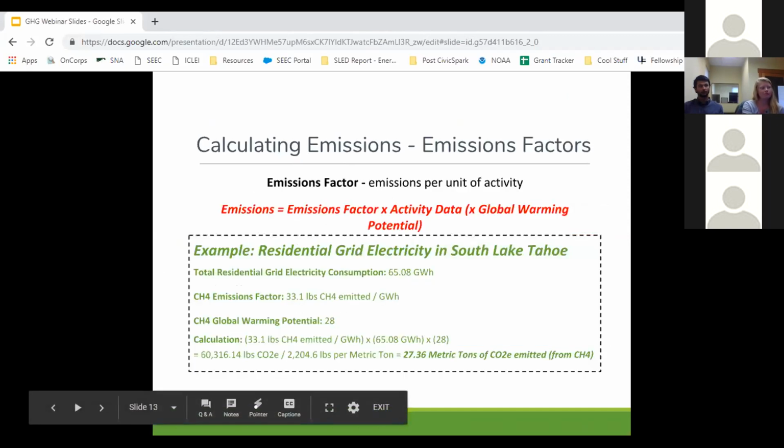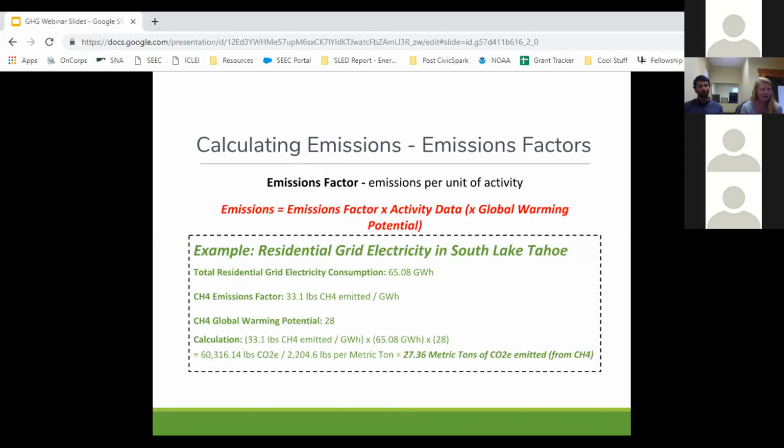All right, so emissions factors. When calculating emissions, this is the equation that's used. It's emissions equals emissions factor multiplied by activity data and then multiplied again by global warming potential. So the simplest definition of an emissions factor is emissions per unit of activity.